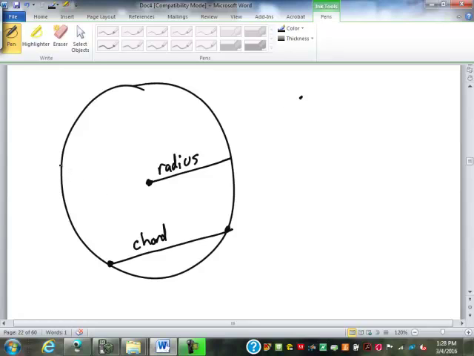Okay. A chord that happens to contain the center of the circle is called a diameter. Now there's a relationship there between the diameter and the radius. What is it? Half. The diameter is equal to 2 times the radius. So the radius is half the diameter. Yep, either way.